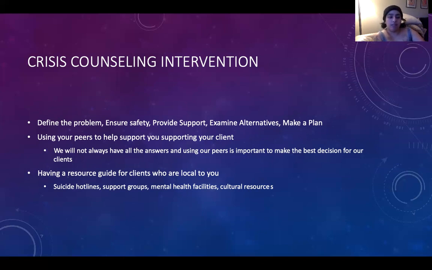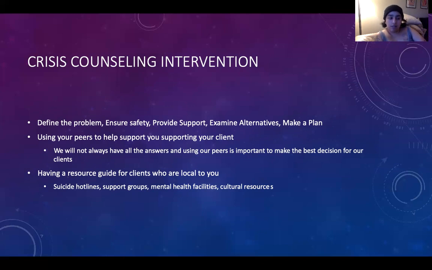So yeah, I wanted to touch on these things, like having a resource guide for your clients who are local to you. This means having multiple resources: suicide hotlines, support groups like I was just talking about, mental health facilities in the area, and cultural resources, whether that's cultural groups for clients from a different cultural background than you. That was one thing we had to do, create a list of 30 different local resources for clients, and this is something you're going to build on in your career as a counselor.